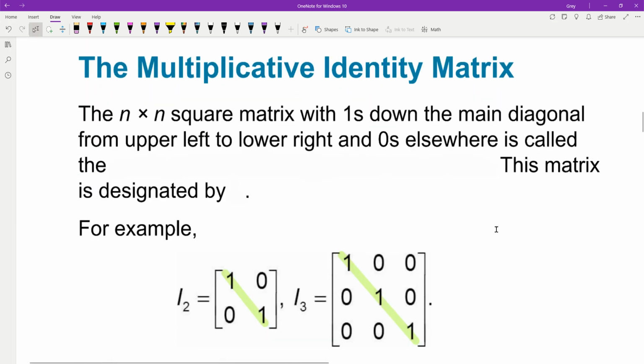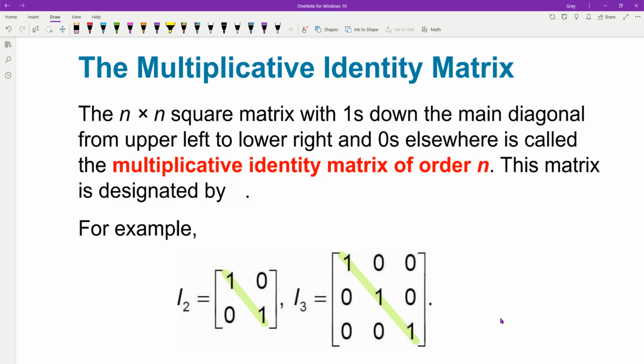So part of what makes it the inverse, okay, if you have a square matrix and you have ones down the diagonals and zeros everywhere else, then that matrix is defined as the multiplicative identity matrix of order n, designated with the letter I and a subscript that's a number, and that number is telling you how many rows and columns the square matrix has.